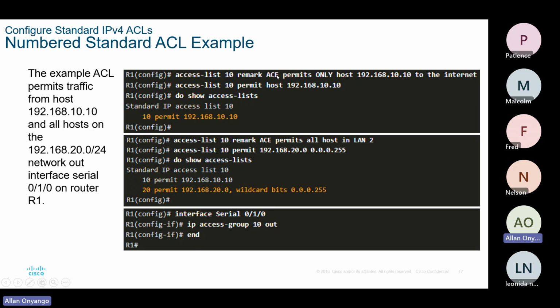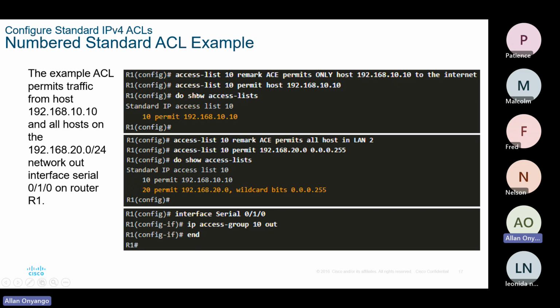So it says ACE, which is of course access control entry, permits only hosts, and this is the host IP 192.168.10.10 to the internet. So we are going to permit only one IP address, which is one device basically, from accessing the internet. Probably, if it's at home, this can be a child that you need to do some homework, so prevent them from accessing the internet, or this is a computer that need not access the internet.